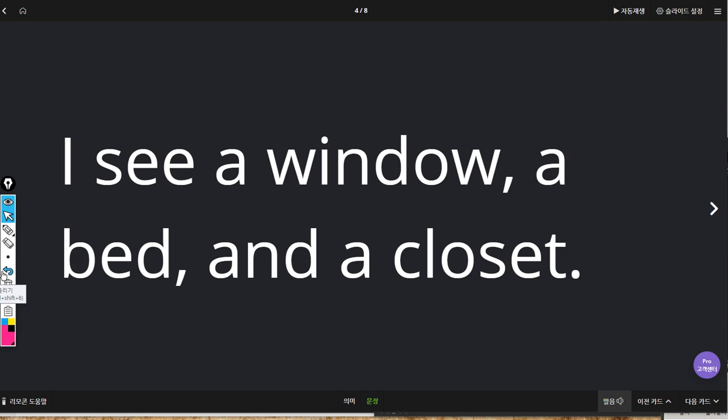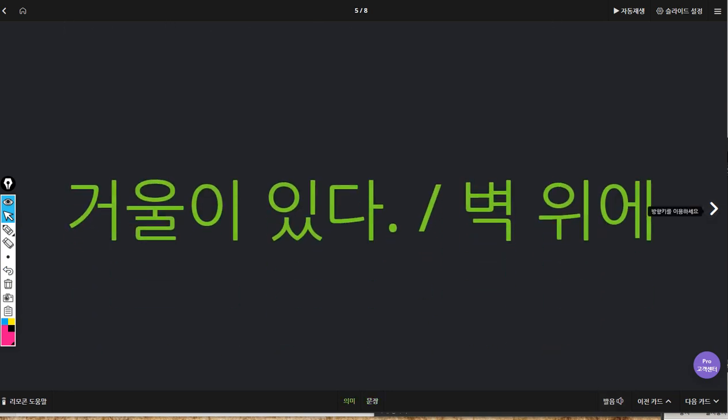What do you see in the bedroom? 에 대한 대답이 지금. 그다음, mirror. 거울 있다 벽 위에. 어떻게 말하지? 이렇게 말하면 돼요. There is a mirror on the wall. There is a mirror on the wall. 오케이.